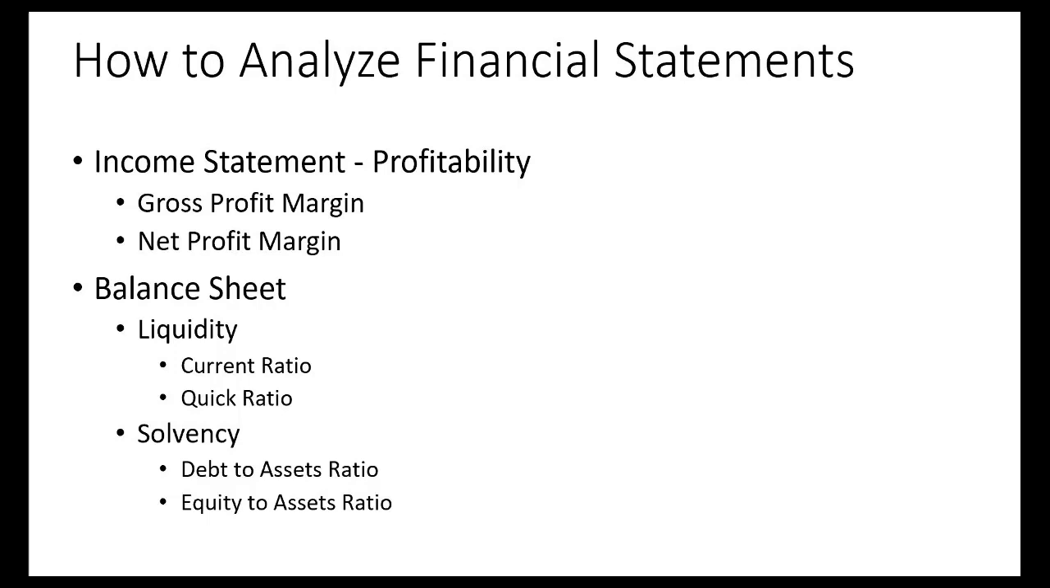In addition, on the balance sheet, we can examine solvency ratios. Solvency ratios tell us about the ability for the company to continue to operate into the foreseeable future. There are a couple of ratios that will be important here. One is the debt to assets ratio, and the other is the equity to assets ratio.